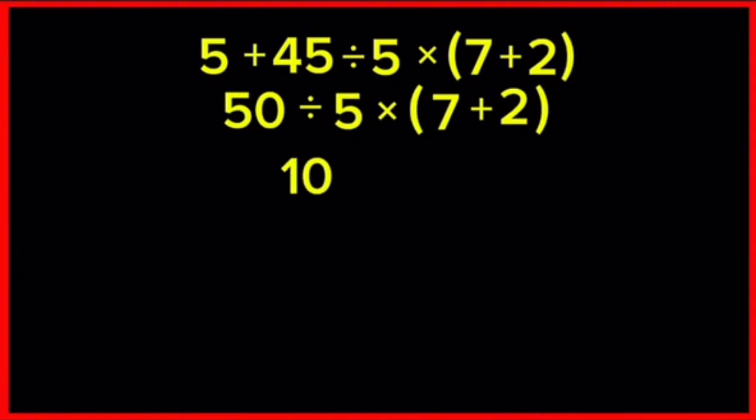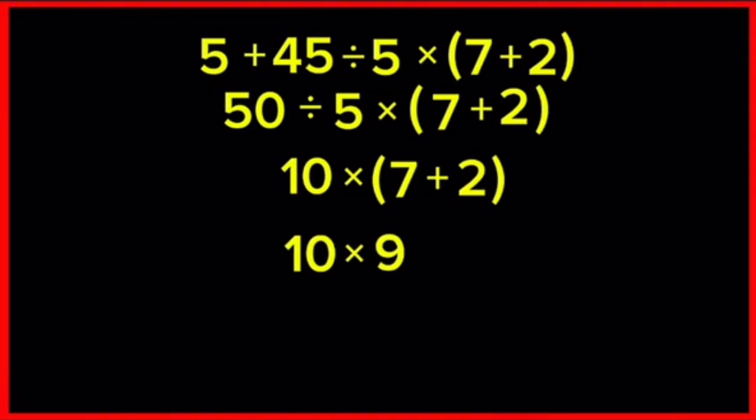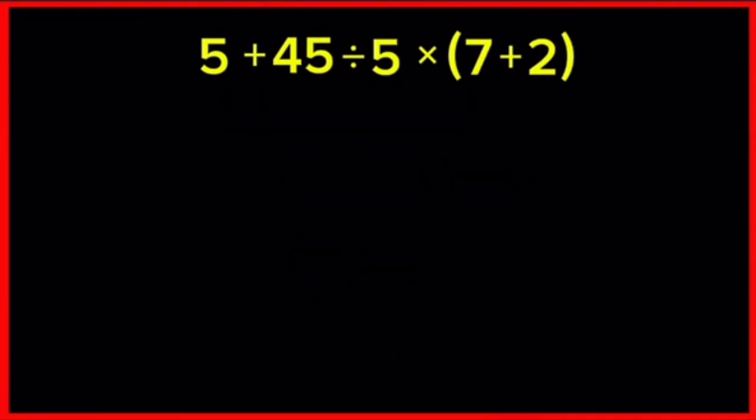So the equation becomes 10 multiplied by open parentheses 7 plus 2 close parentheses. Finally, they solve the expression inside the parentheses and rewrite it as 10 multiplied by 9, which gives them a final answer of 90. However, this answer is incorrect because they ignored the correct order of operations at the beginning. Some other people approach the problem differently.